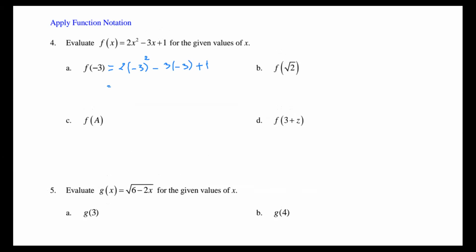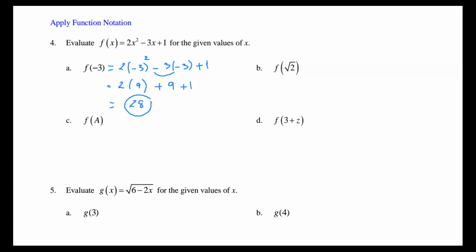So we get 2 times -3 squared is +9. -3 times -3 is +9, plus 1. So when you add them, we get 28. So that is the answer for part A.